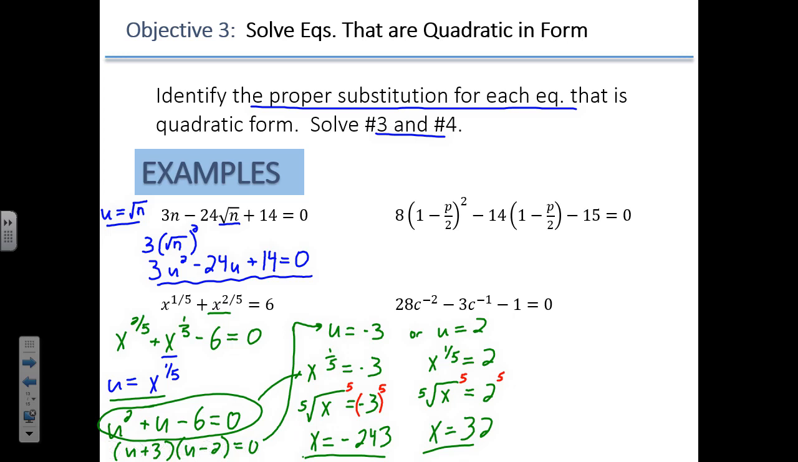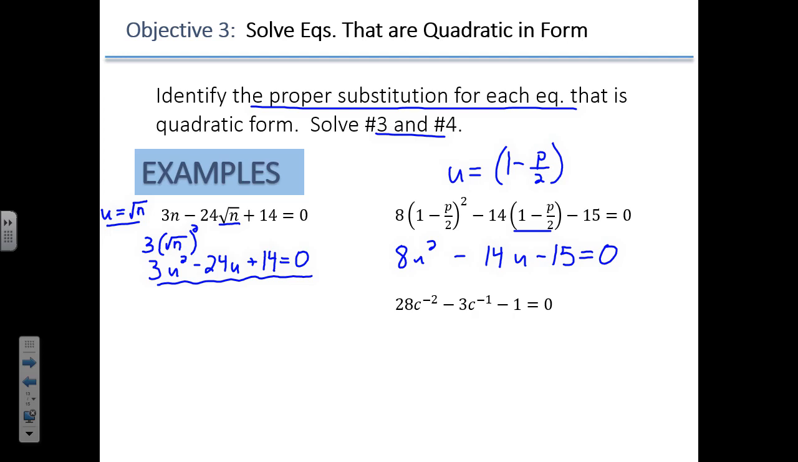Okay, up to the top right. What should we let u be here? Well, again, focus on your middle term. That tells you your substitution. Here we should let u be 1 minus p over 2. If we did that, we would have 8u squared minus 14u minus 15 equals 0, and that's a quadratic we could solve. We won't do that one now, but we could solve that one.